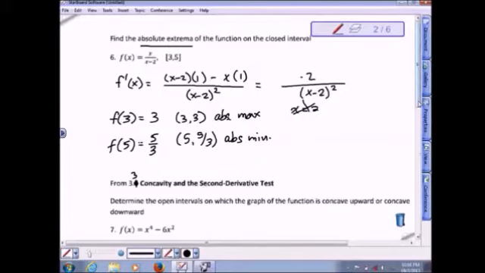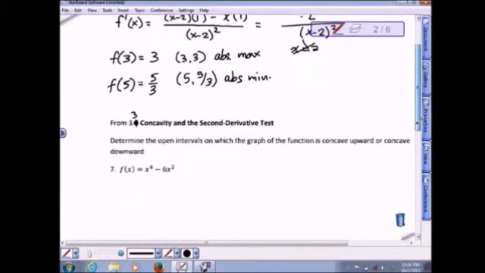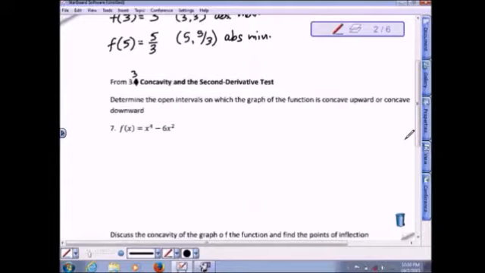That brings us to 3.3, where we talk about concavity and the second derivative test. They're performed similar to the first derivative test. So in question 7, we start with the first derivative, which we use to find the second derivative and set that equal to 0 to find points of inflection. Points of inflection are where the graph switches from concave up to concave down, or vice versa.